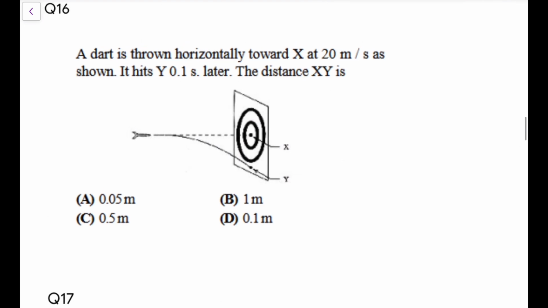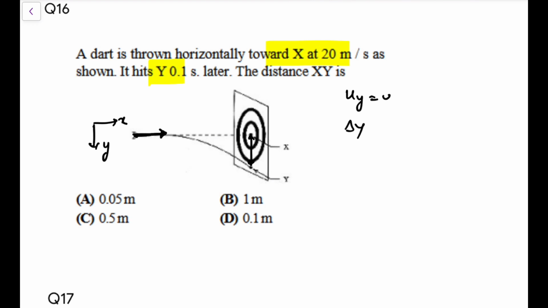16th, a dart is thrown horizontally towards x at 20 meter per second. As shown, it hits y 0.1 second later. So what happens? You have thought that it will go straight, but because of gravity it drifts. So what is this drift? Because all the speed is along x-axis, the initial speed in y-axis is 0, taking this as x-axis and this as y-axis.